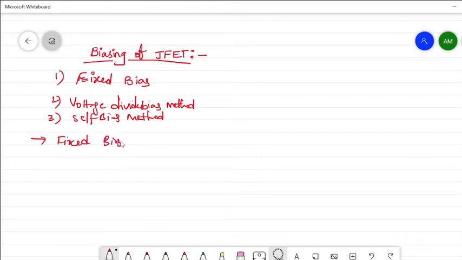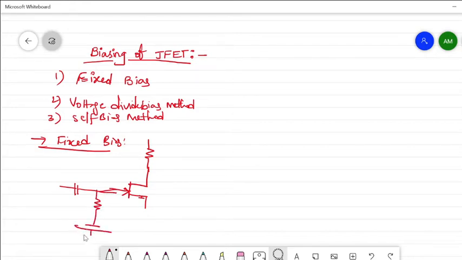Now, the fixed bias method. The circuit diagram of fixed bias. For all of these, I am taking an N channel JFET only, so don't confuse. In an N channel JFET, the current is carried by electrons. In a P channel JFET, current is carried by holes. The rest is the same for both N channel and P channel. And this is the circuit diagram of the fixed bias circuit.